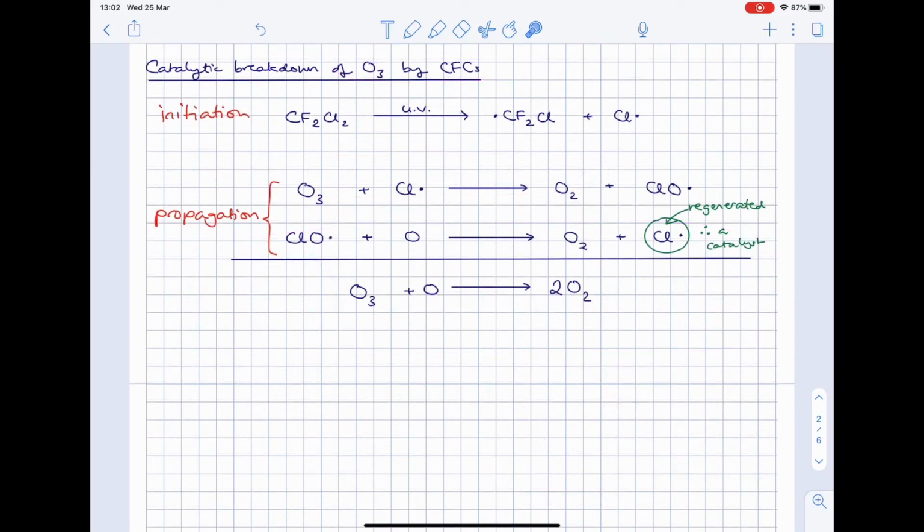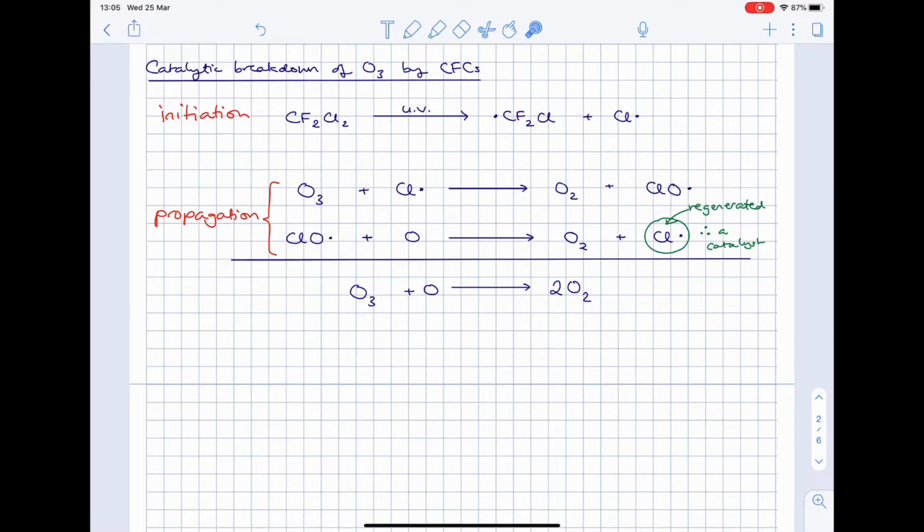Before we look at how nitrogen oxides break down ozone, let's recap how ozone is broken down by CFCs, because the mechanism is virtually identical. So CFCs, like this here, can break down under UV light to form chlorine radicals. The chlorine radicals from this initiation collide with ozone in the upper atmosphere and form oxygen, and we can work out this radical by balancing this step.